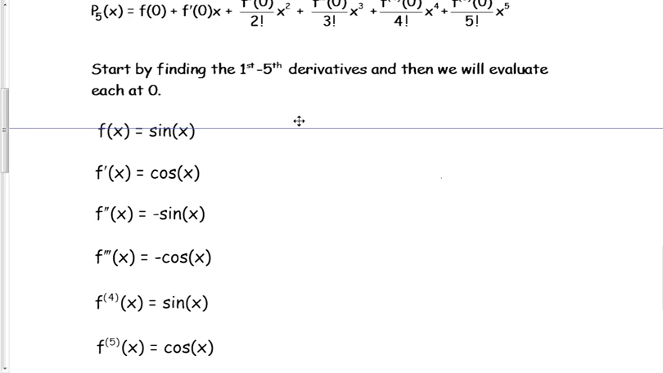Now, here's what I do next. I go back, and now what are we needing to do? We're needing to evaluate each of these at 0. So I just go back and say, okay, well then, if f of x is sine of x, what's f of 0? It's the sine of 0. And the sine of 0 is 0. So now I want to know f prime of 0. Well, f prime of x is cosine x, so f prime of 0, of course, is cosine of 0, and cosine of 0 is 1.